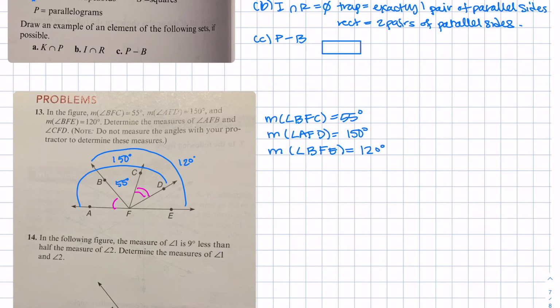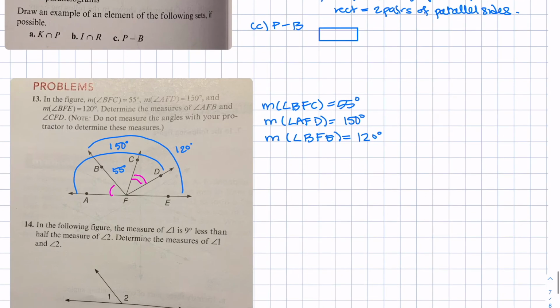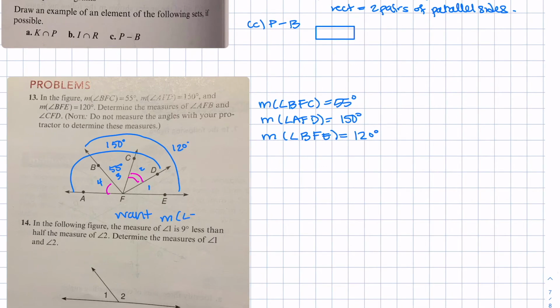Okay, so let's see. What do we know here? Let's start with some of the sums we do know. Let's start with the most obvious one, which is that the sum of all four of these angles should be 180 degrees, right? So actually, maybe I will label these little angles in between. Let's call this one 1, 2, 3, and 4. So what we want is the measure of angle 2 and the measure of angle 4, in this notation.